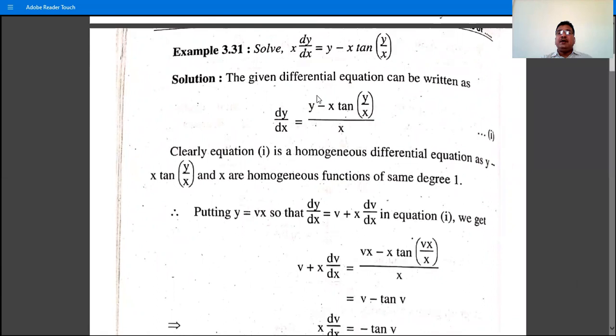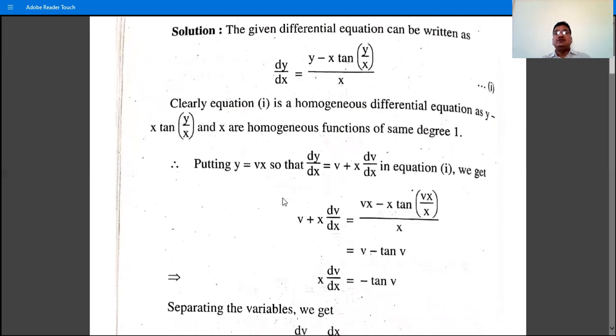And then this numerator and denominator both are homogeneous functions of degree 1. So what is this numerator? y minus x tan y by x. If we take x as common, we have y by x minus tan y by x, and the remaining part is a function of y by x. So this is a homogeneous function of degree 1, and x is also a homogeneous function of degree 1. Therefore numerator and denominator are both homogeneous functions of the same degree 1, and therefore the given differential equation is a homogeneous differential equation. And now we have to solve this homogeneous differential equation.